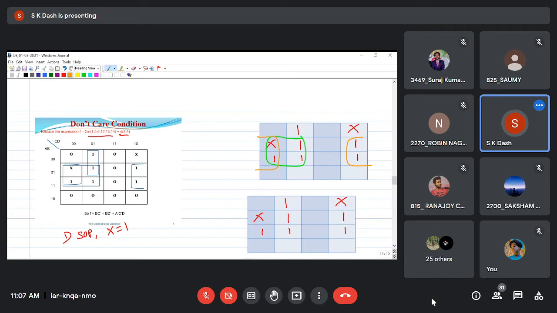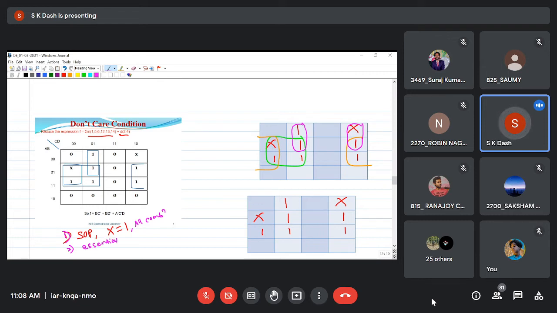Any pair is possible? How many pairs are possible? Two. Two pairs are possible. This is one, another one is this. Any other pair? No, sir. Okay. So first, because I was solving for SOP, I assumed cross equal to 1 and formed all the combinations. Second step, you check for the essential combinations.